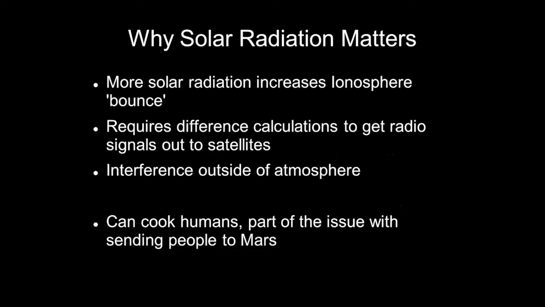Here's why solar radiation matters. More solar radiation increases bounce in the ionosphere. This requires different calculations to get radio signals out to satellites. Also, this can create interference outside of the atmosphere. And part of the issue with sending humans to Mars is the increased exposure to solar radiation. This can do harmful damage to our skin.